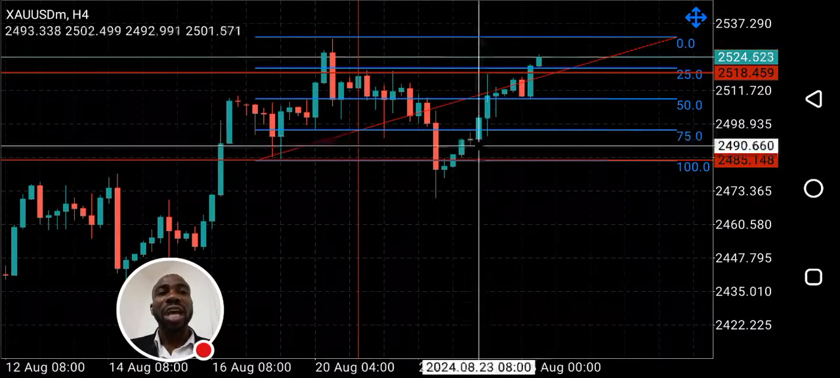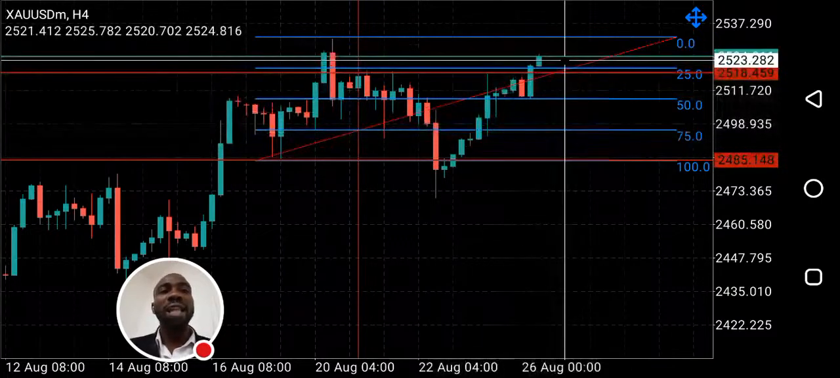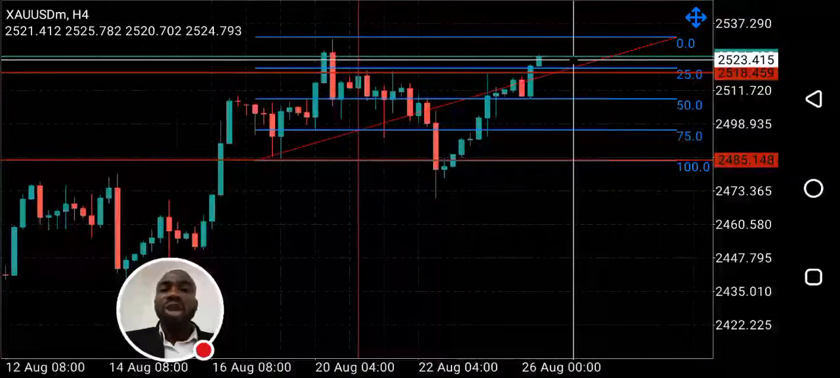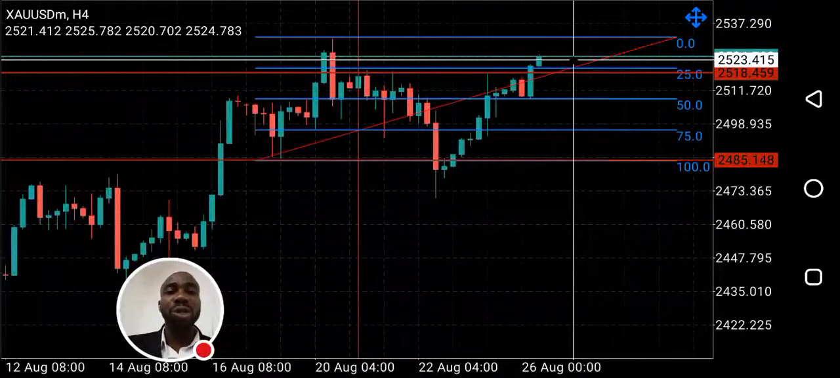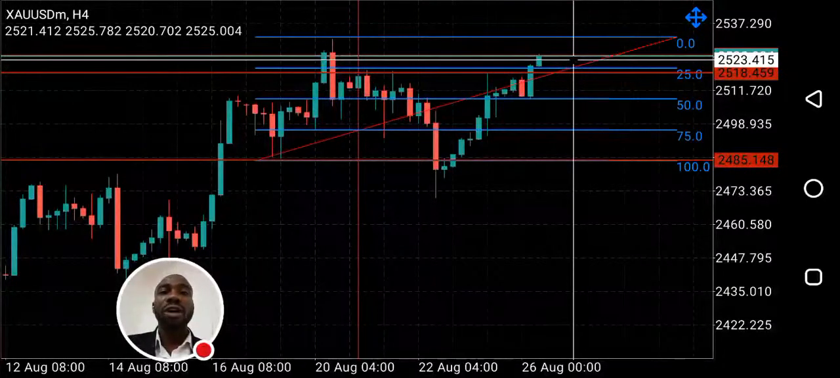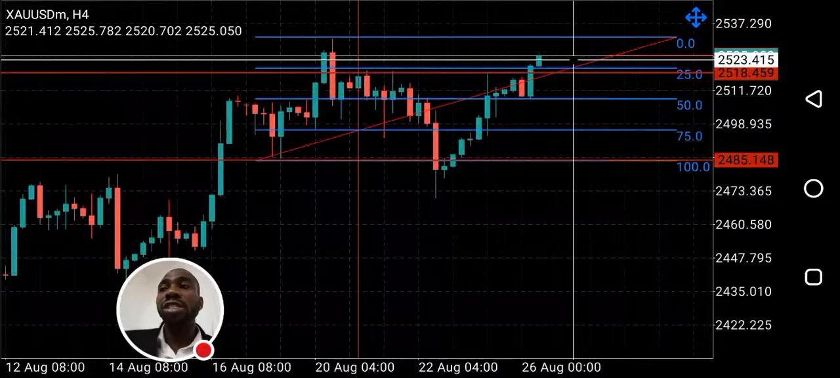If you didn't take a trade at this point, why would you want to buy at this point when it's overpriced, when it's overbought? You will be the liquidity if you buy right now. Your stop loss will be used as liquidity. It's overbought now, so you should be considering selling gold. If you are considering trading gold today, look for a sell setup.